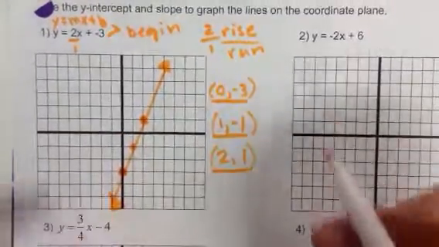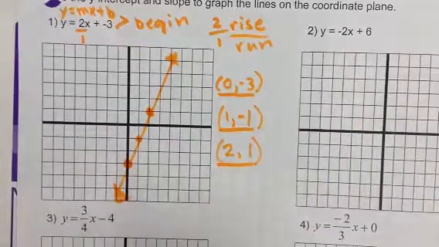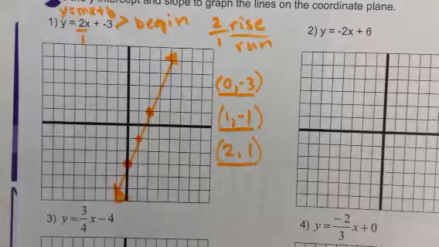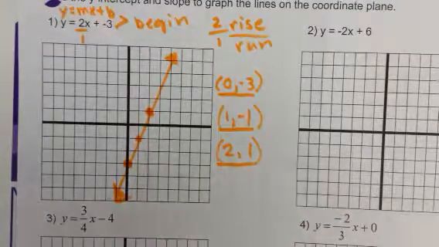If there is a problem that it doesn't give you enough room to do the rise and run, well then you'll have to start from the y-intercept and reverse it.